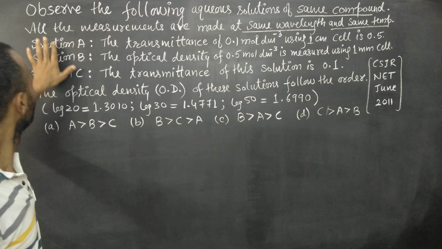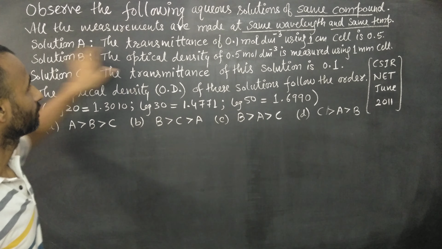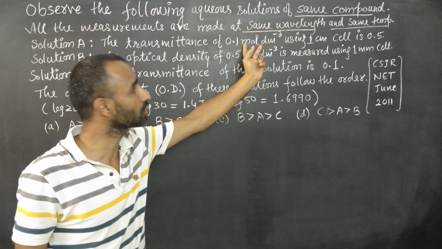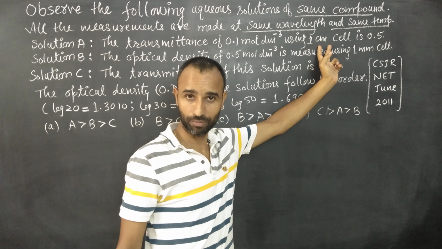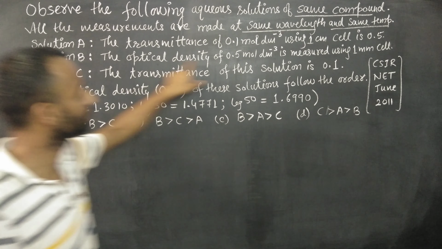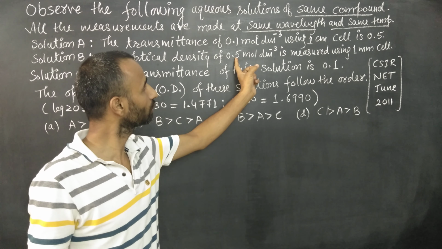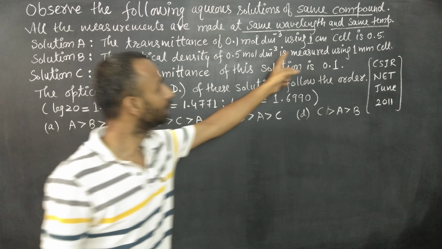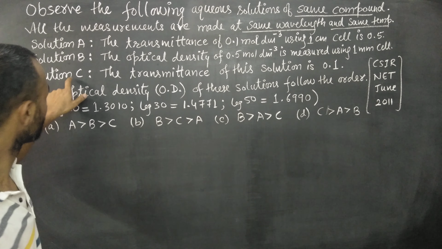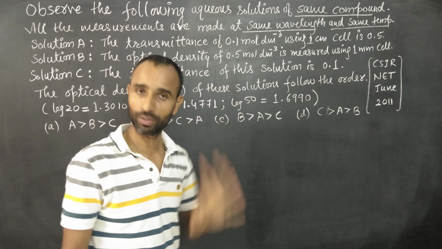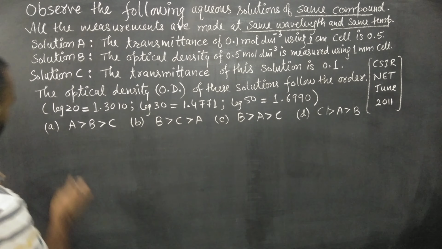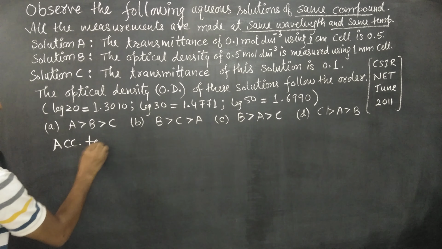Now, for solution A, the transmittance is given for 0.1 mole per decimeter cube, which means the concentration and the path length are given along with the transmittance. For the second solution, we have to calculate the optical density for 0.5 mole per decimeter cube, measured using a 1 mm cell. The path length is given. For solution C, the transmittance is given. So we have to compare their optical density. This is the case of the Beer-Lambert law.